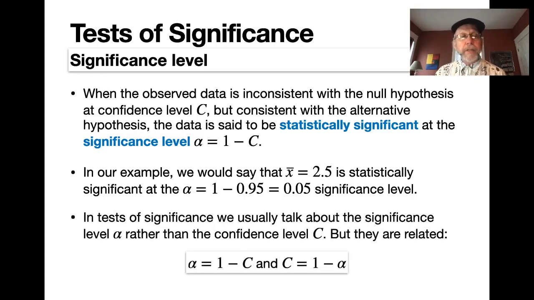In tests of significance, we usually talk about the significance level, denoted by alpha, rather than the confidence level C. But they're always related. Alpha is 1 minus C, or C is 1 minus alpha, or alpha plus C equals 1, however you want to look at it. They're always related in that way.